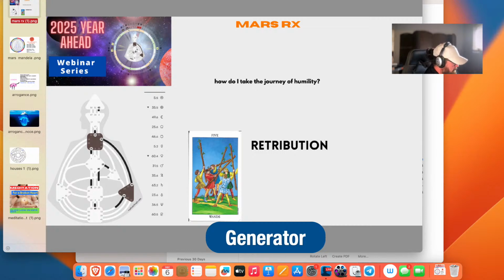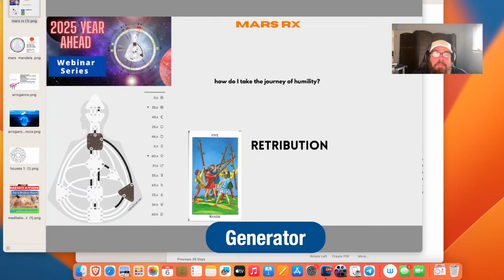So what's the ego that you've got to deal with here? Let's see what the guidance is for the generators. The ego card for the generator is called Withdraw, and then the guidance is the High Priestess.